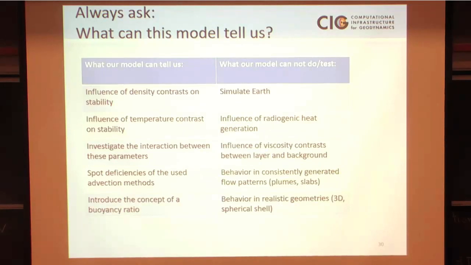Remember that we drive the velocities at the surface. And we don't know if these velocities are consistent with the overall convection in the model. So we don't know if this velocity would develop by itself in this model. We don't know if it's consistent with the overall Rayleigh number of the model, for example. So we don't know how this layer would react to realistic plumes and slabs from this model. And as already mentioned, we introduced artificial boundaries at the sides. And we don't know how this would influence the stability of this dense layer at the bottom.